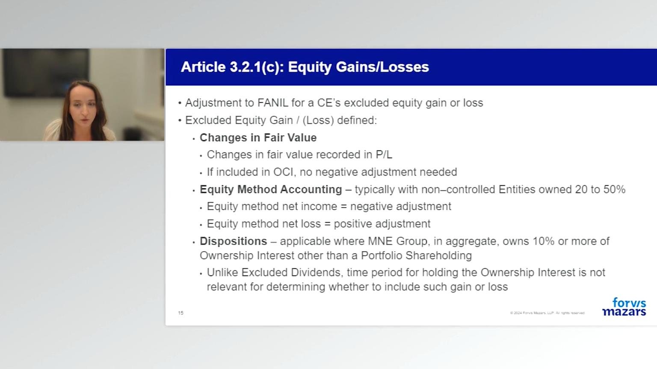Then the following adjustments concern the equity gains and losses. There are 3 types of gains and losses. The first one is changes in fair value. The second one is the equity method accounting, and the third one is dispositions.